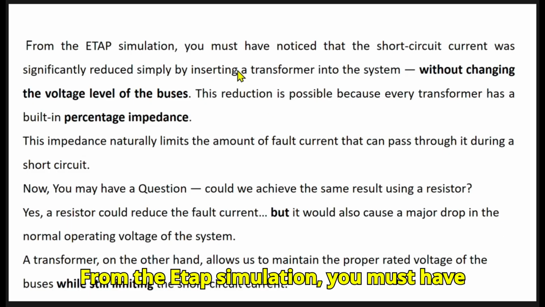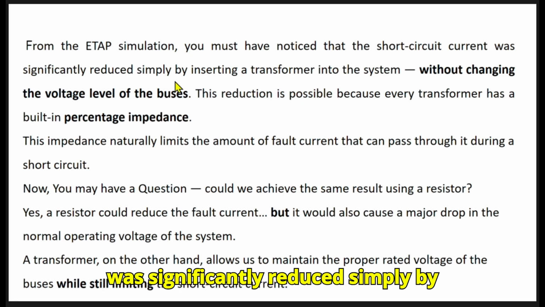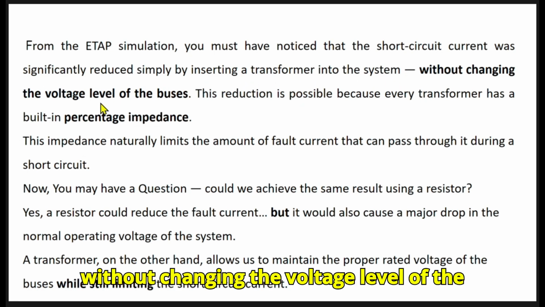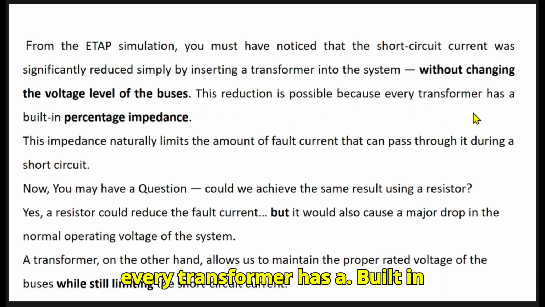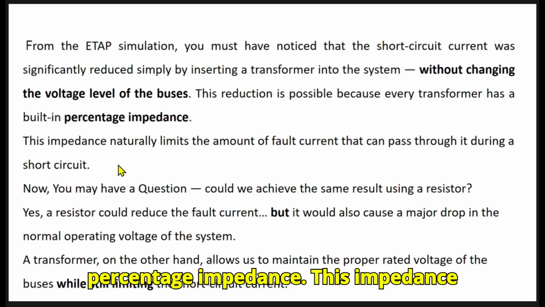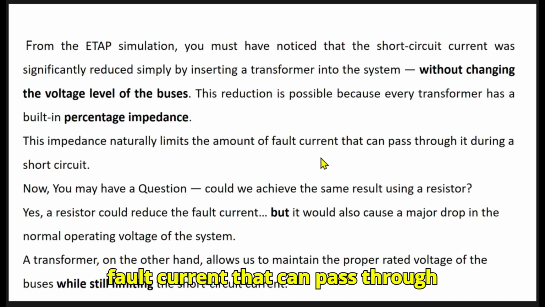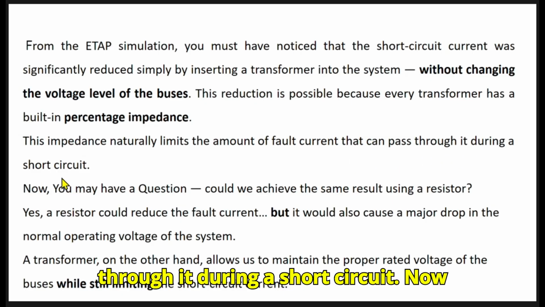From the ETAP simulation, you must have noticed that the short circuit current was significantly reduced simply by inserting a transformer into the system without changing the voltage level of the buses. This reduction is possible because every transformer has a built-in percentage impedance. This impedance naturally limits the amount of fault current that can pass through it during a short circuit.